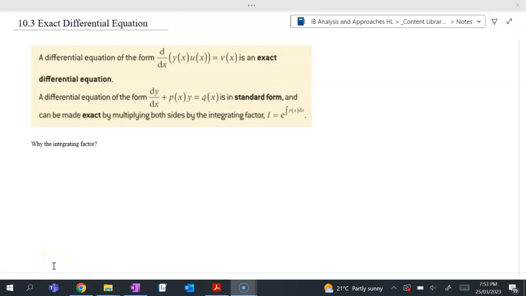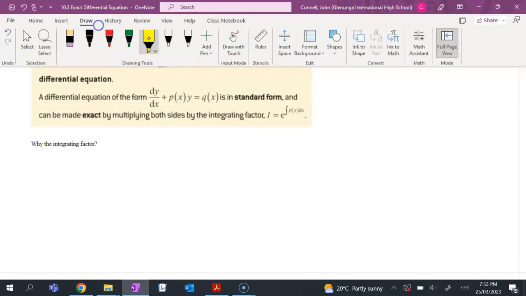Now, we're not so concerned with exact differential equations, we're more concerned with a differential equation in standard form, which means we've got the derivative plus some function of x times y equals some function of x. And we can make it exact and then solve it by multiplying both sides by the integrating factor I equals e to the power of the integral of p of x, where p of x is that function multiplied by y.